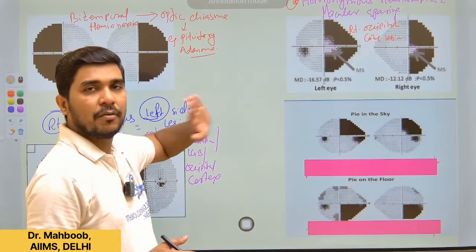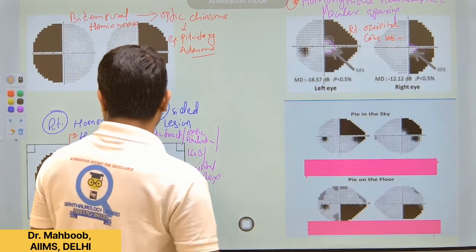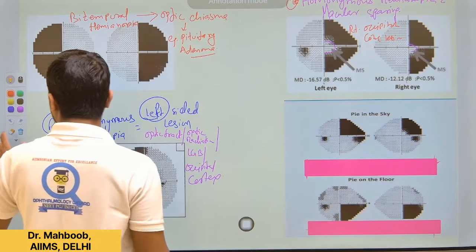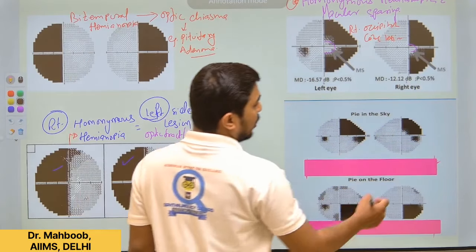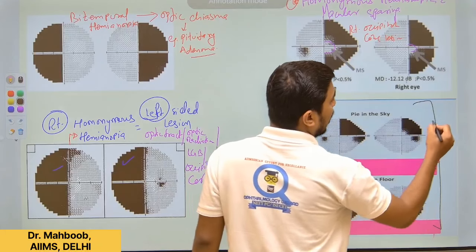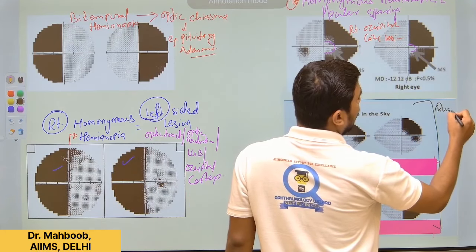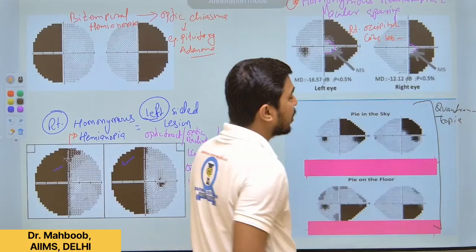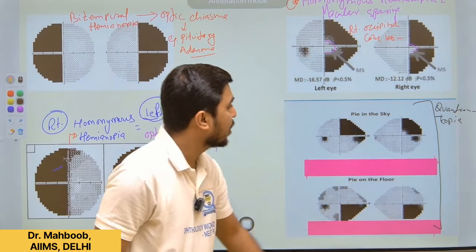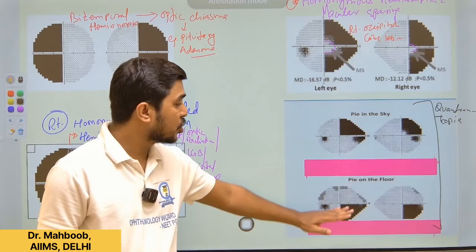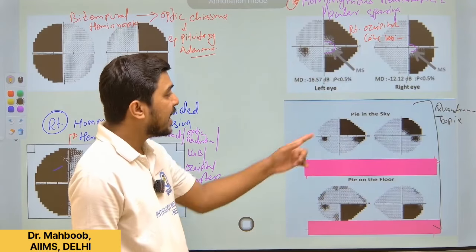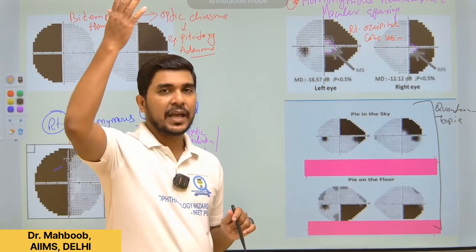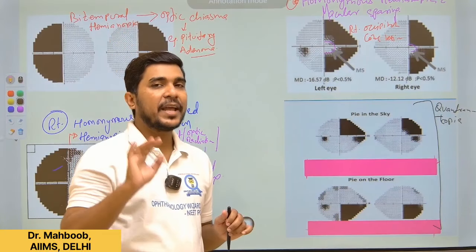Very straightforward answer. Now, it's the quadrantopia. Don't try to understand the pie thing too deeply, we can also call it quadrantopia. Why quadrantopia? Because only one quadrant is involved here. This is called pie in the sky, this is called pie on the floor.